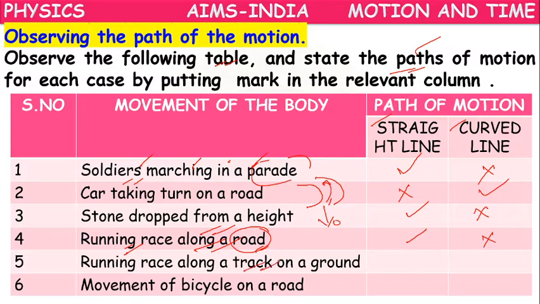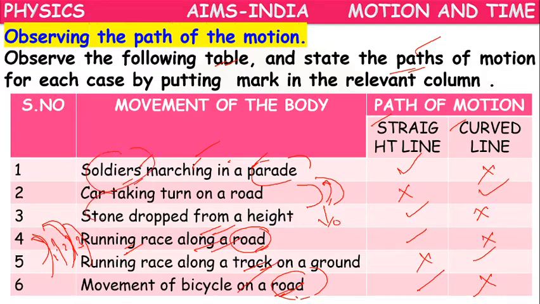Running a race along a track. Track means in the stadium, it will be in a curved manner. You will have numbers here: first track, second track, third track, like that. So it is curved, not a straight line. Movement of a bicycle on a road. Road means a straight road, a straight line, not a curved line. So here the path may be a straight line or a curved line, but whatever objects we have taken here, they move along with their body parts completely.